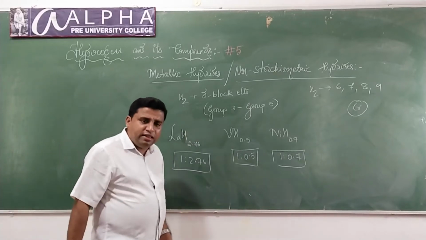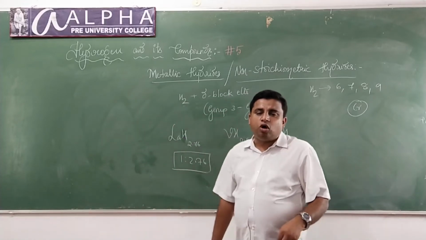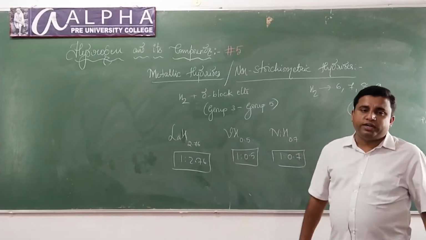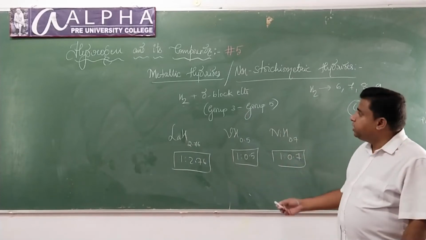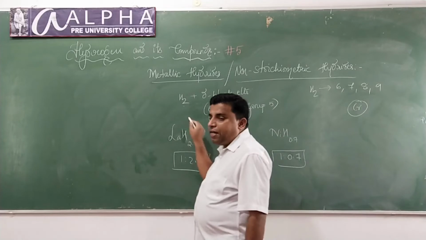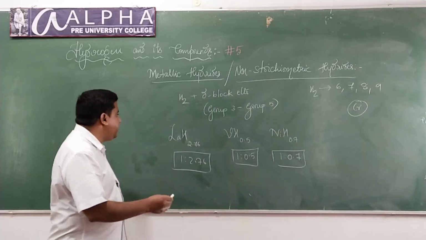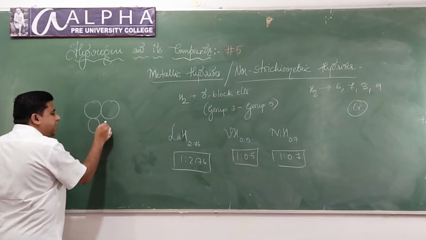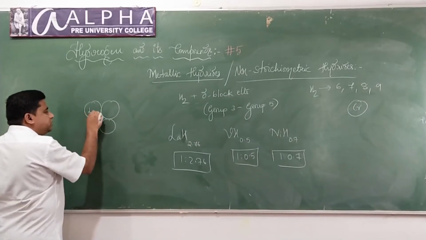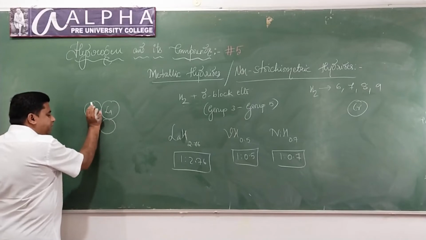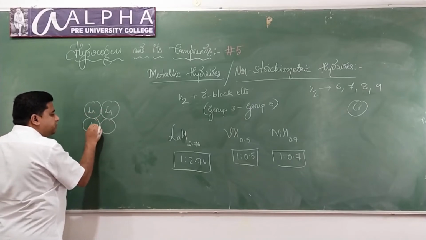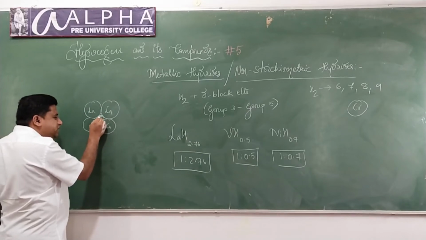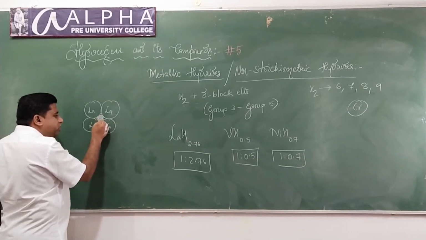In the 12th standard we have a chapter called solid state. There we come across lattice points and voids. Observe here, if I take lanthanum hydride, lanthanum will occupy the lattice points, whereas hydrogen will occupy the voids.